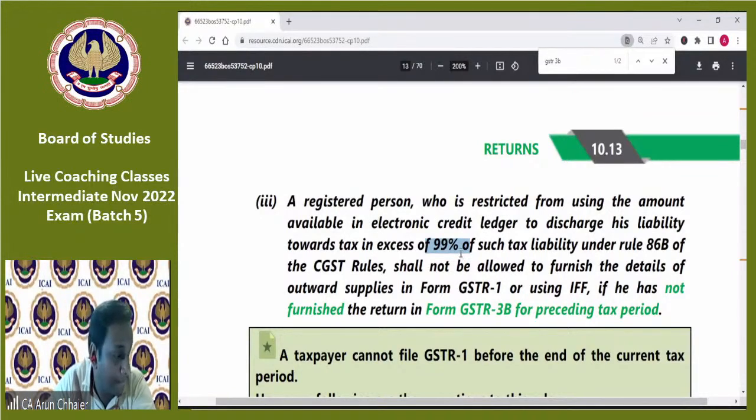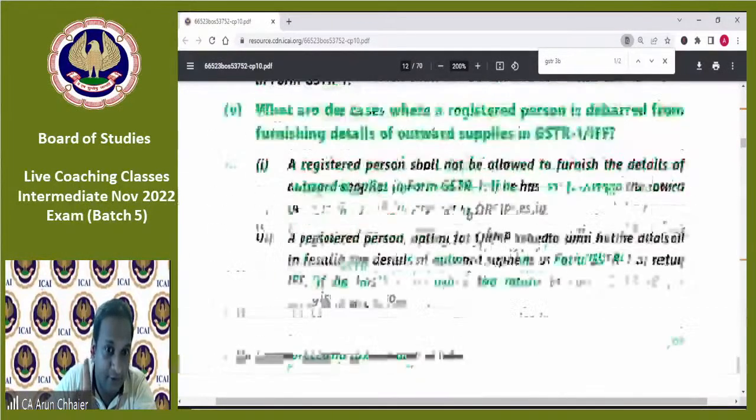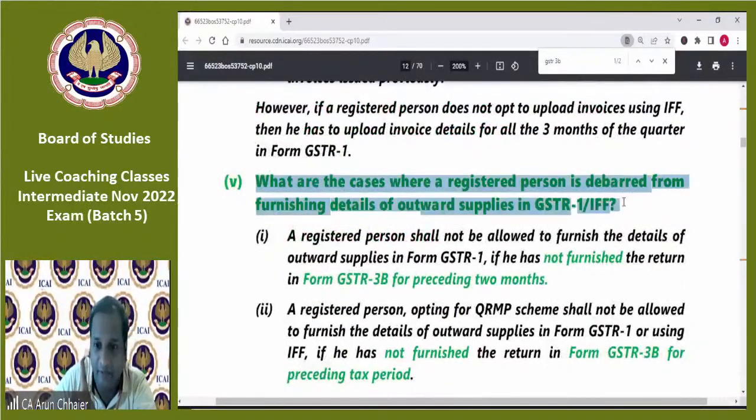Is it clear? Is it clear this point? The restriction was really required because people were doing the business. They were filing the return, but not paying the taxes through 3B. They were only filing the GSTR1. The customer would be happy. Why? Because it is appearing in 2B. So he would be happy. He is enjoying the benefit of the GST. So that is the reason it has been restricted.